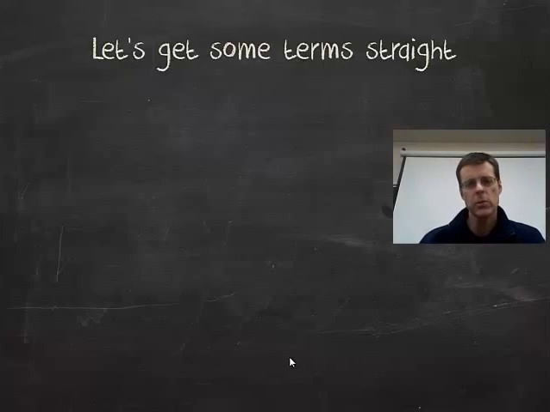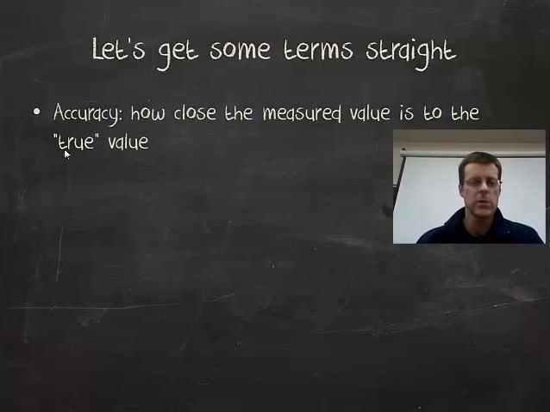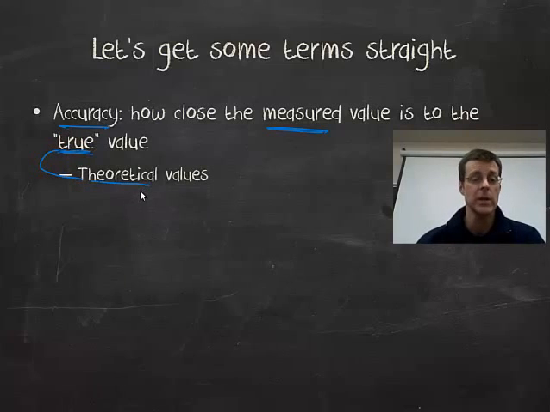Now I've used the word precise and we've used the term uncertainty, so let's make sure we understand all our terms. We have the term accuracy, and accuracy is kind of important. Accuracy is how close the measured value is to the true value. So it's a comparison between those two things. Now in chemistry, we're going to be talking about theoretical values. And theoretical values for us are going to be the same thing as the true value.